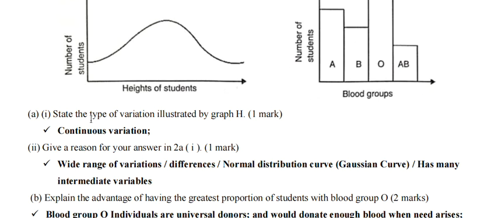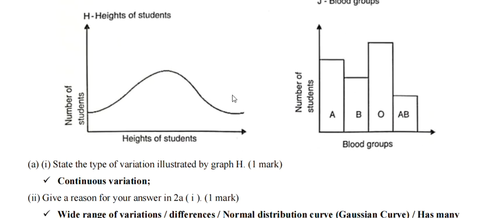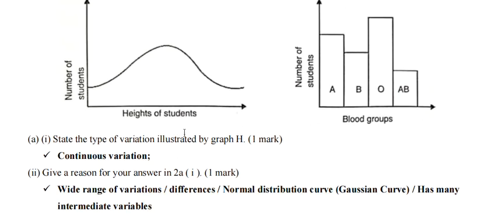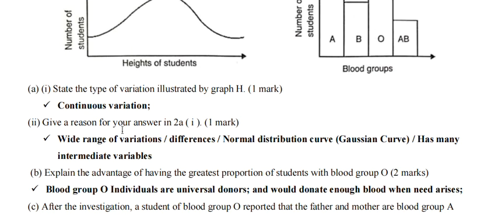Then part A, Roman 1, state the type of variation illustrated by graph H, and that is continuous variation. Then Roman 2, give a reason for your answer in 2A Roman 1, and that is because of a wide range of variations or differences, or a normal distribution curve, and it has many intermediate variables. Then part B, explain the advantage of having the greatest proportion of students with blood group O.